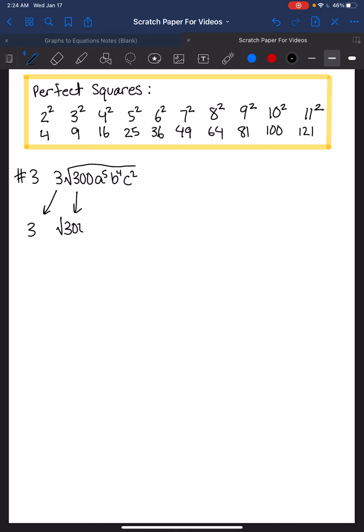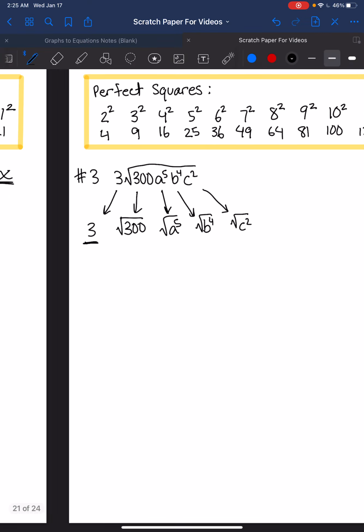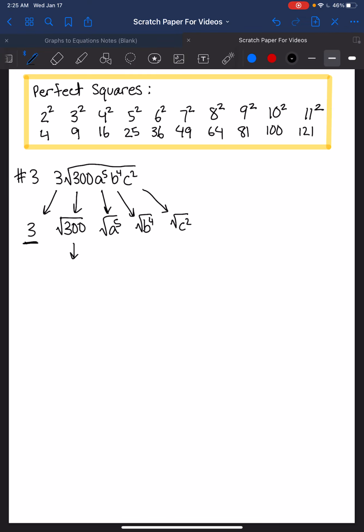Square root of 300. Square root of a to the 5th. Square root of b to the 4th. Square root of c squared. All right, 3, again, is just kind of there, so I don't have to do anything with it. 300. Sorry, I had to look back at how I wrote it last time.